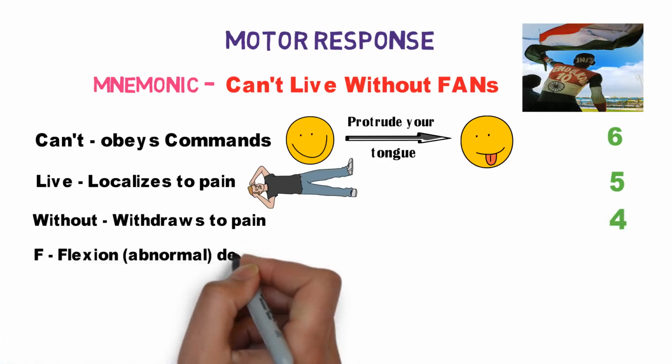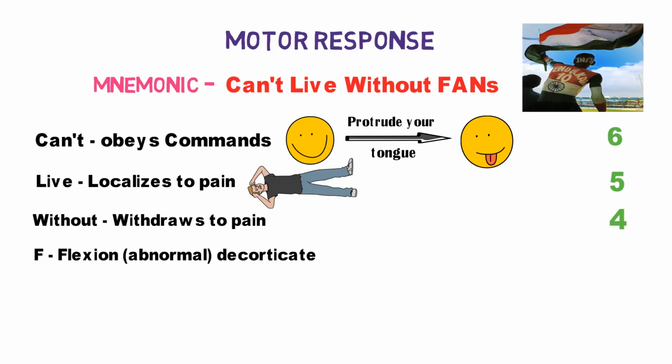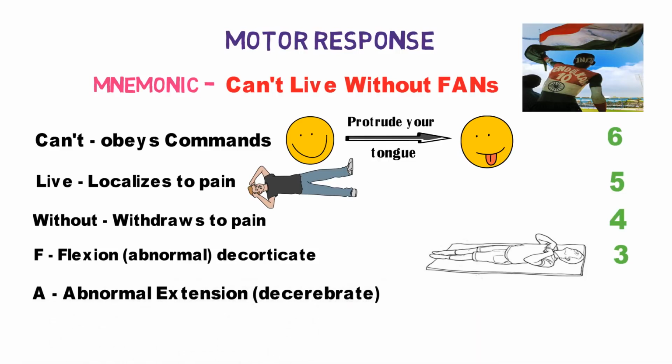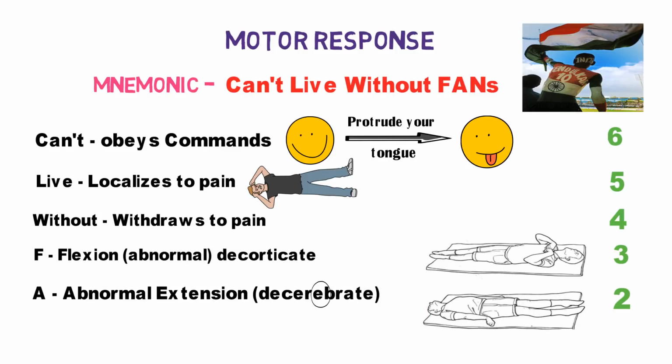F stands for abnormal flexion, which is also referred to as decorticate posturing, as you can see in this picture. A stands for abnormal extension, also referred to as decerebrate posturing, as shown. As in decerebrate there occurs an extra E in comparison to decorticate, so extension is there in decerebrate. Lastly, N stands for no response, so motor response is 1.